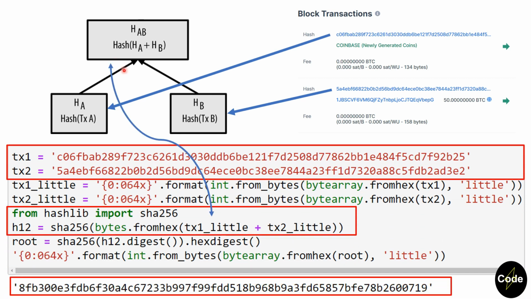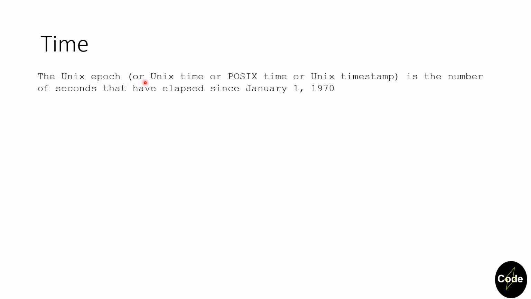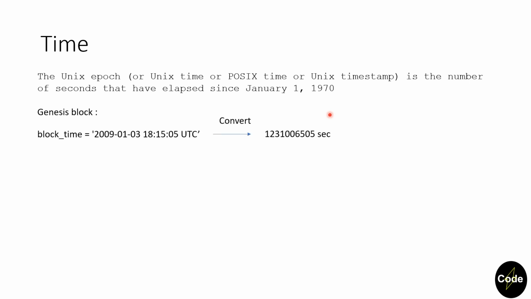The next information is about time. So the time in here is presented in terms of Unix epoch or Unix time, and it defines the number of seconds that have passed since January 1, 1970. So for example, for Genesis block, we got this time, so we convert this time to the Unix time, and we convert that to hexadecimal number.